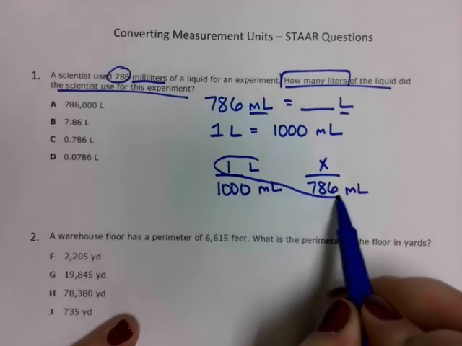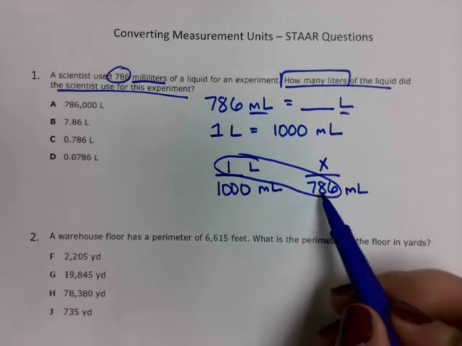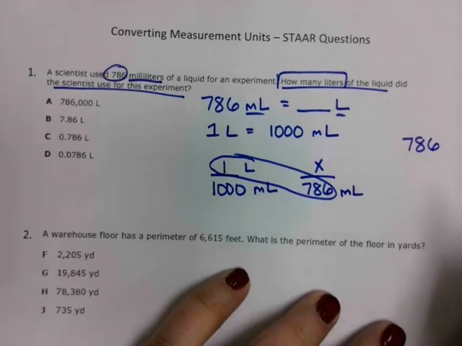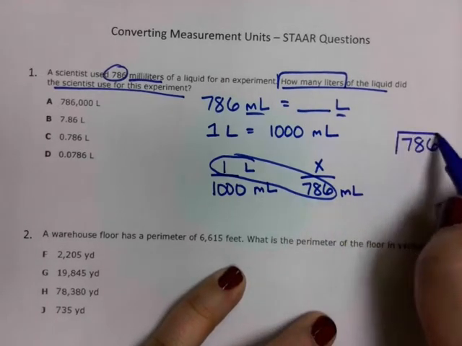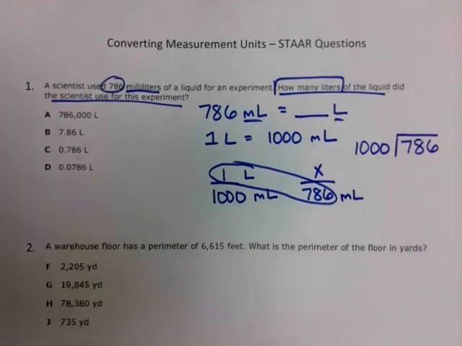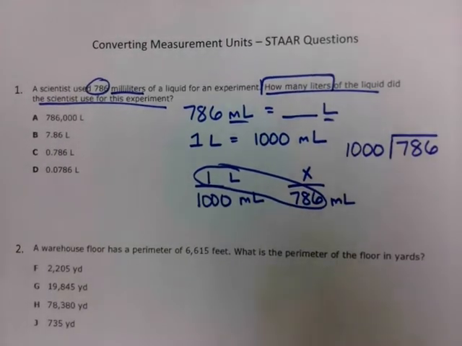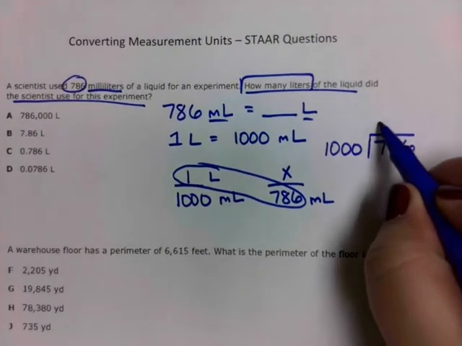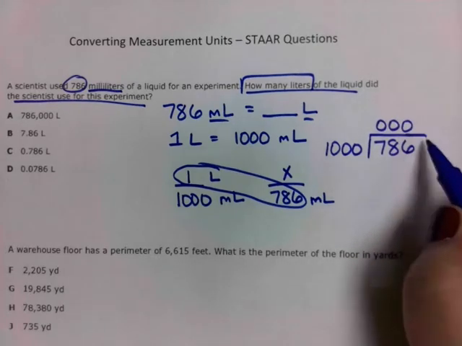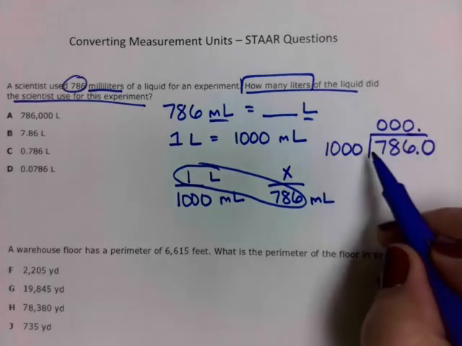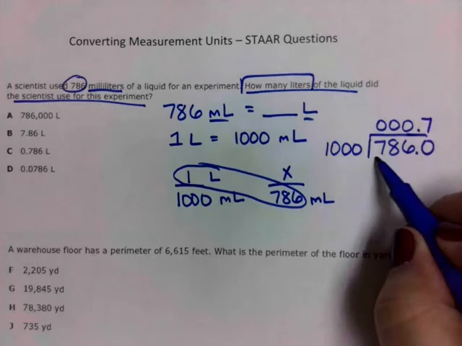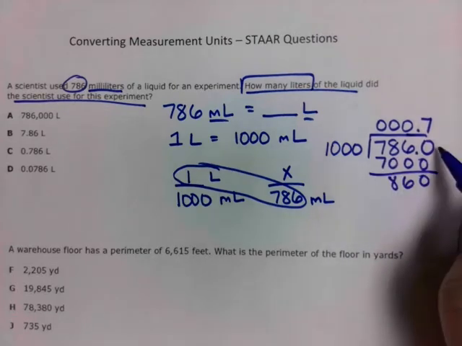So I'm going to cross multiply here. I get 786 times 1 is 786. And then we're going to divide by 1,000. Okay, dividing by 1,000, I know that 1,000 can't go into 7, can't go into 78, can't go into 786, so I'm going to put a decimal and a 0, bring the decimal up. All right, I know that 1,000 goes into 7,860 7 times, which is 7,000. Subtract. I've got to add another 0.